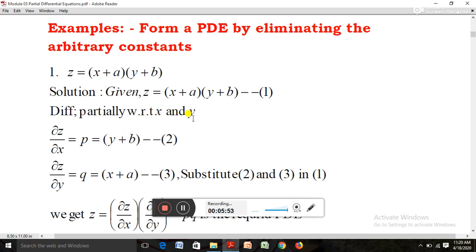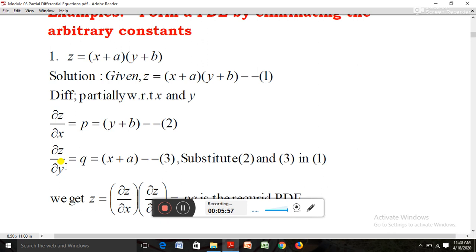Next we differentiate partially with respect to y, that is dou z upon dou y. We denote this dou z upon dou y by small q, and it is equal to, with respect to y, treating x as a constant. Now x is a constant, so x plus a, these terms are constant as they are.